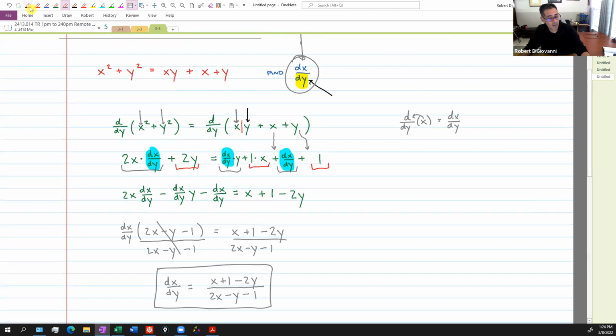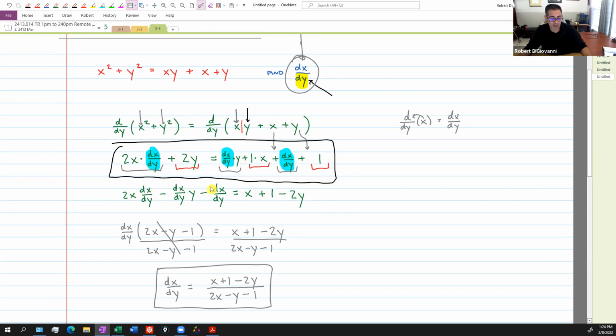Now, the question that Red was asking was, if we took this, I decided to move all my dx dys to the left. Red was saying, what if I did it the other way and I moved all my dx dys to the right? So that means everything in gray is going to go to the right side and everything that's in red goes to the left. So it would look like this now. On the left side, we have 2y, we'd have minus x, right? And then we'd have minus 1 on the left side.